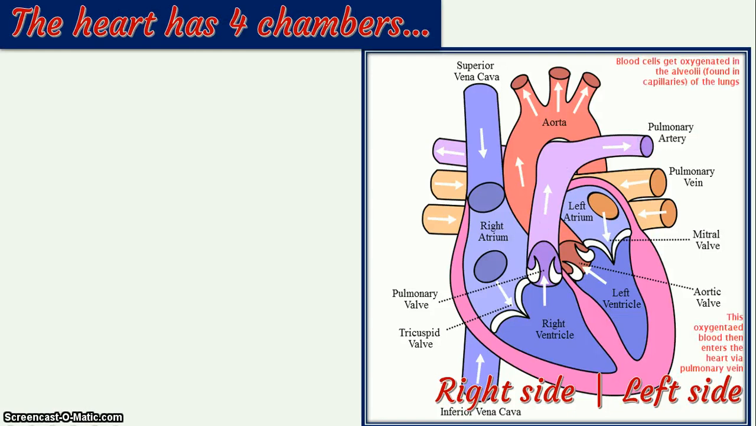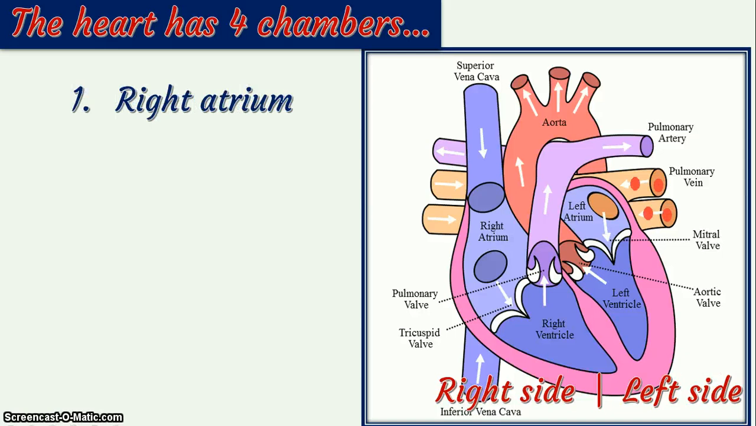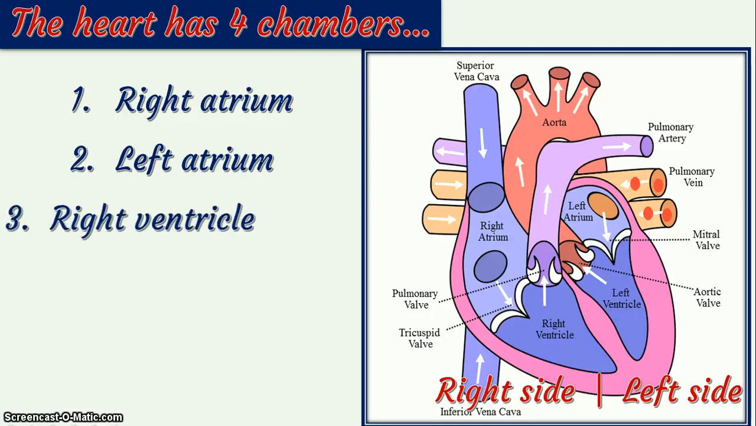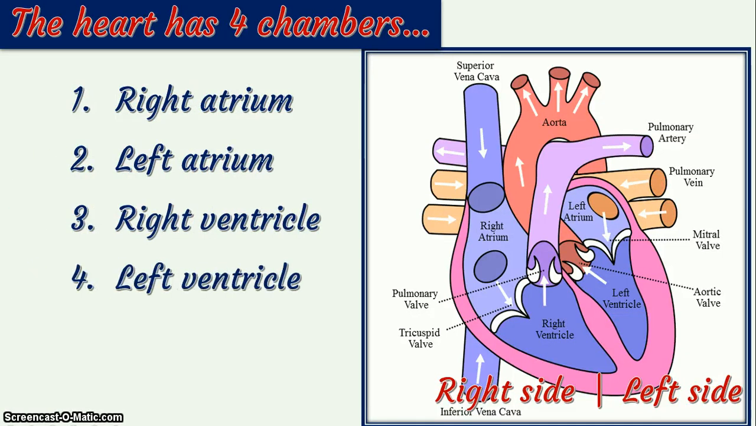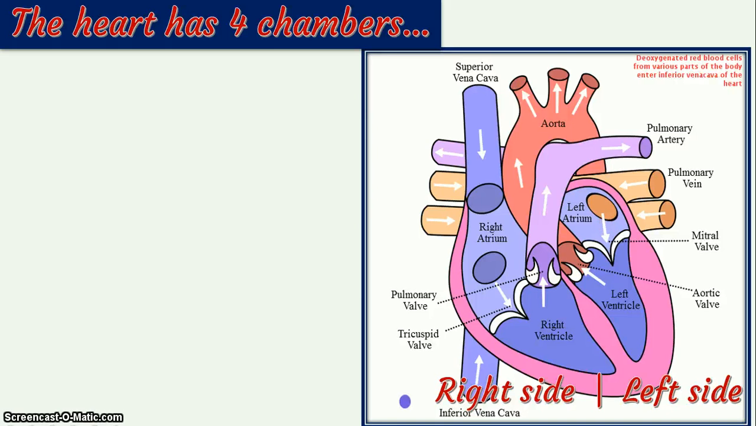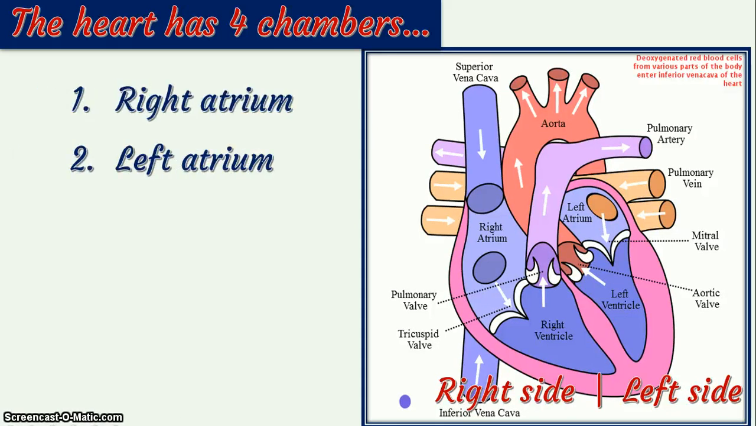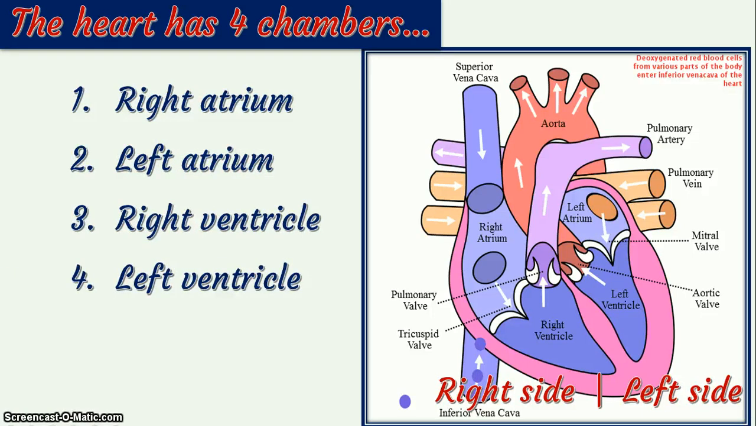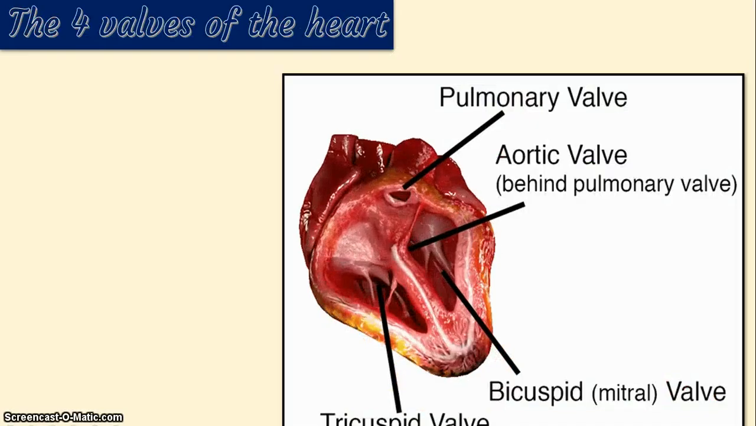What are the 4 chambers of the heart? These are the right atrium, the left atrium, the right ventricle, and the left ventricle. A quick recap: the 4 chambers of the heart are the right atrium, the left atrium, the right ventricle, and the left ventricle. Okay, let's move on to the valves of the heart.